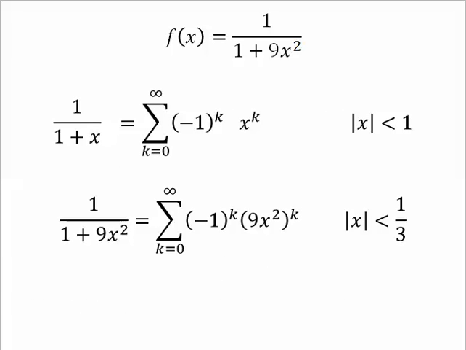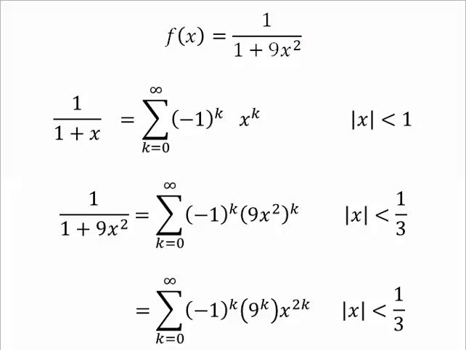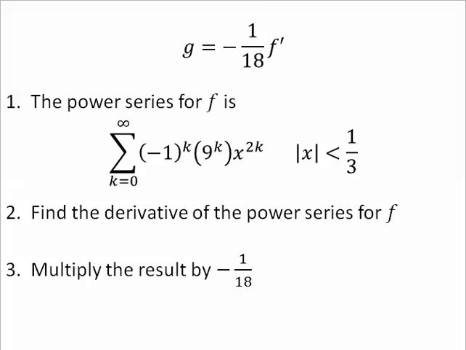And this is what I get. Now I know that I'm going to be taking the derivative, so what I want to do is rewrite 9x squared to the k as 9 to the k times x squared to the k, but remember my power to a power rule, that's x to the 2k. Alright, so I've done step 3. I have found a power series for F. And let me just add in a power series for F centered at 0.